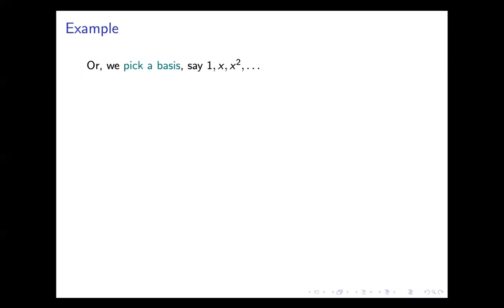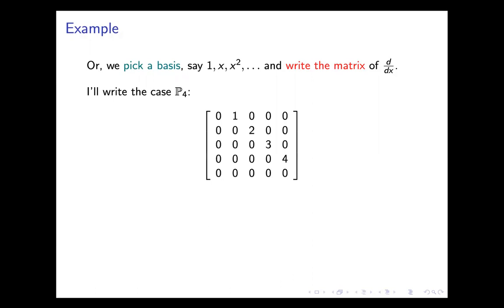Or we can pick a basis, say 1, x, x squared, etc., in the space of polynomials. We can write the matrix of d over dx. Let's write it in the case of P4. Because of the way the derivative works, it puts down the power. The derivative of x to the 4th is 4x cubed, so you need to write the number 4 here. The derivative of x cubed is 3x squared, the derivative of x squared is 2x, and the derivative of x is equal to 1. So we have these numbers above the main diagonal. Sometimes it's called the super diagonal.